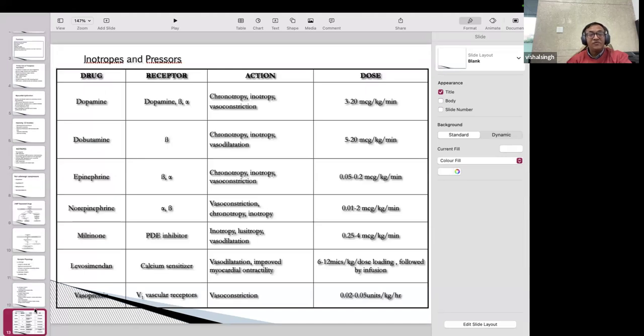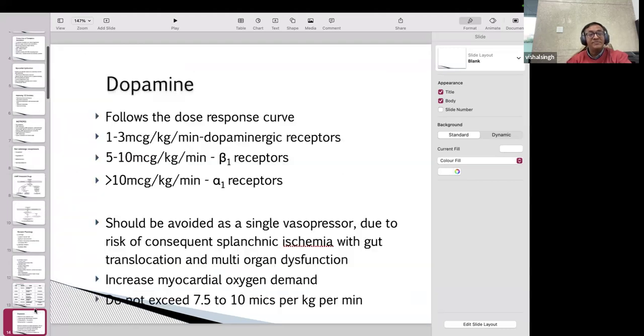This is a list of the receptors as well as the dosage ranges for these drugs and their primary mechanisms of action. So dopamine basically follows the dose response curve. Now, this was used very frequently in the past, and even now in a few cases when you get stuck in very specific situations, it may help you, but I won't say it's a primary inotrope anywhere right now, at least in our country.